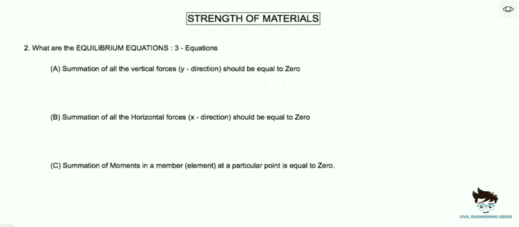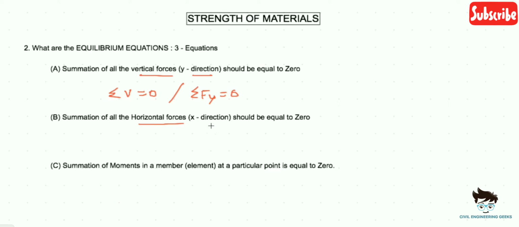Moving on to the equilibrium equations available in civil engineering. There are generally three equilibrium equations. The first one is that the summation of all the vertical forces, or the forces in the y direction, should be equal to 0. The next one is that the summation of all the horizontal forces, or the forces in the x direction, should be equal to 0.